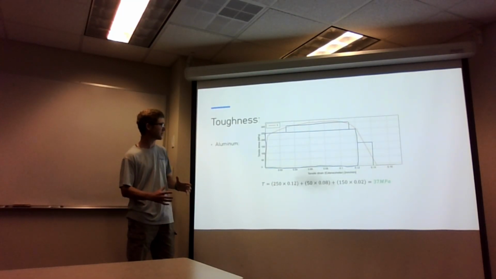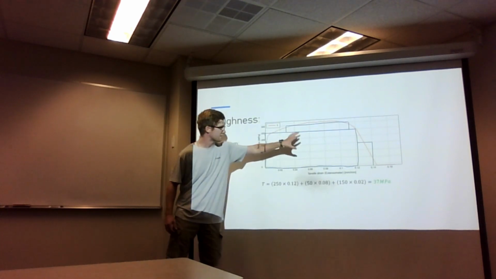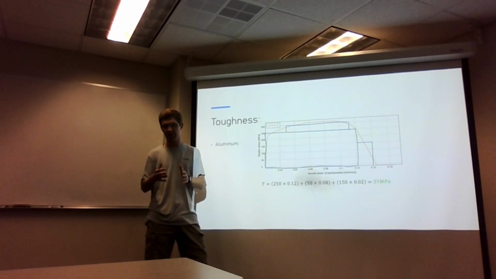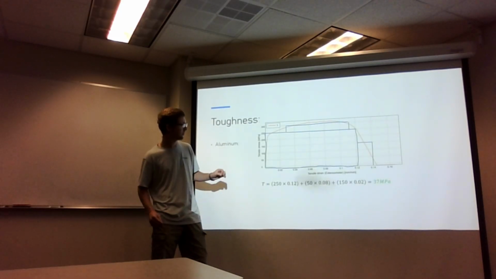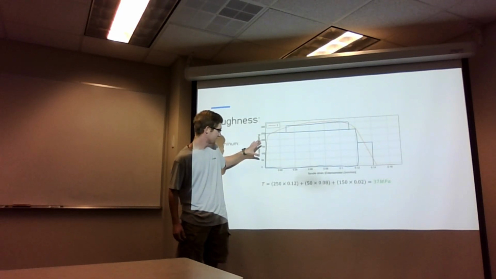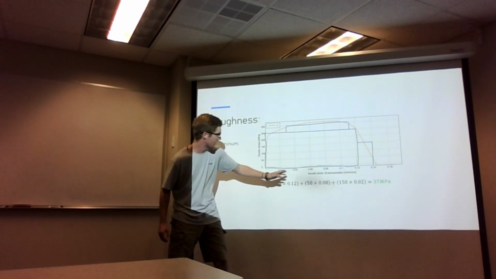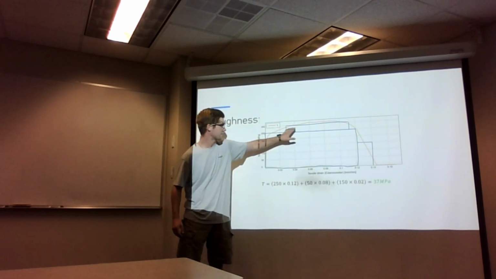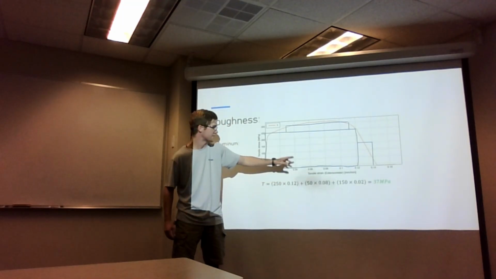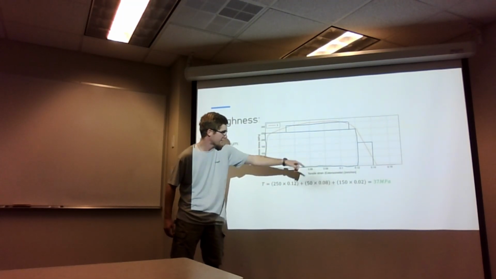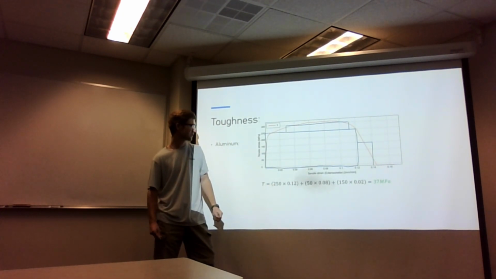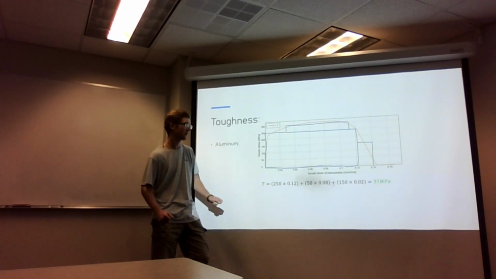Now to find the toughness of each piece, we took the area underneath each of the curves. Now there wasn't an actual equation that we could integrate to find this more accurately. So we just took it in blocks. So this first block is 250 by 0.12, and then we add on this next block of 50 times 0.08, and then that last block there of 150 by 0.02. This gave us 37 megapascals for the toughness of the aluminum.